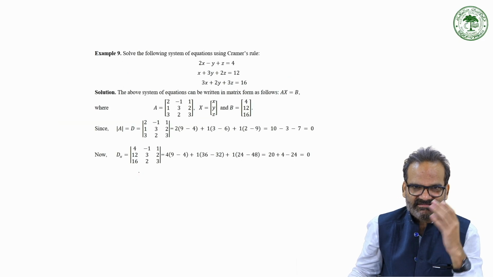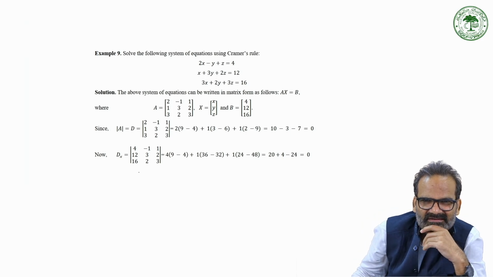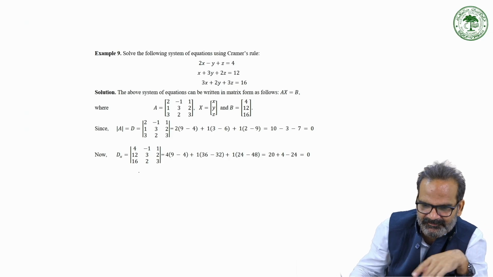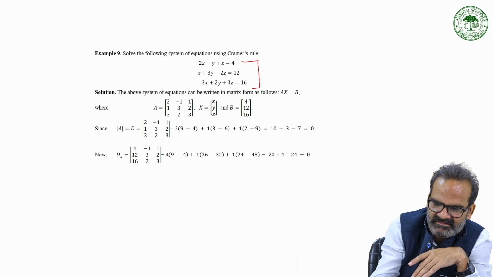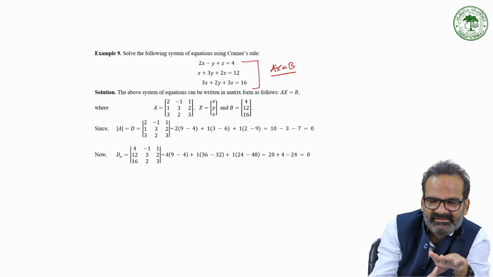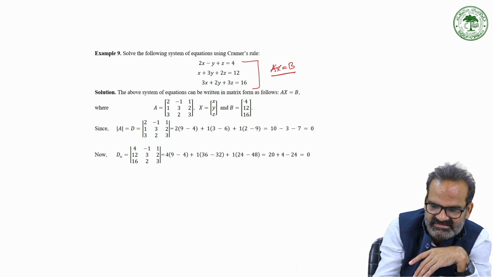Let us take this case also. Solve the following system of equations using Cramer's rule. This is almost the same question as we did in the last exercise. This is a system Ax is equal to b. Of course, this is a non-homogeneous system of linear equations. The above system of equations can be written as Ax is equal to b, where this is the matrix A, this is x and this is b.